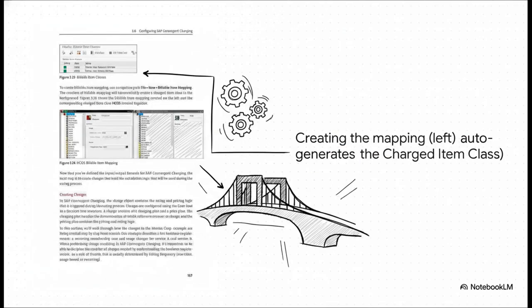And here's the really clever part. This is the aha moment. When you actually create the mapping between the two systems, Convergent Charging is smart enough to automatically generate its own data structure in the background to match. So you're not just drawing a map, you're literally building both sides of the bridge at the same time, guaranteeing that the data formats are perfectly aligned right from the very beginning.